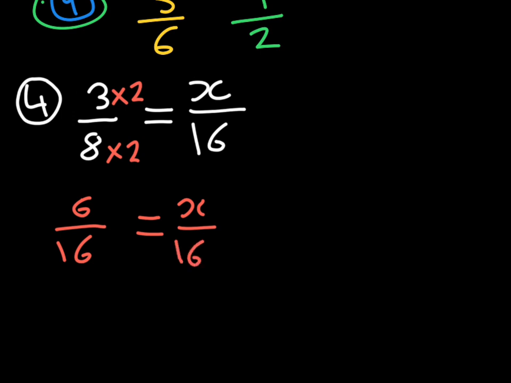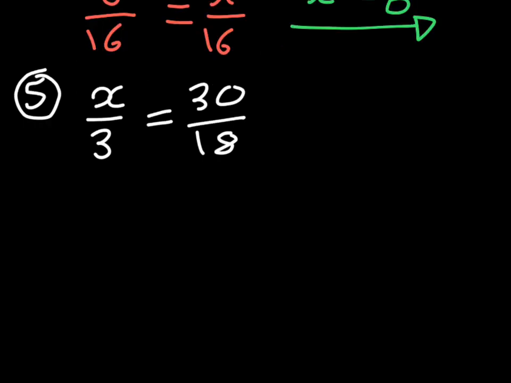So now our denominators are exactly the same, which is what we wanted. Now we can see that our numerators give us that x equals 6. And that is exactly what they asked us to find. They asked us to find the value of x, and we just did that.